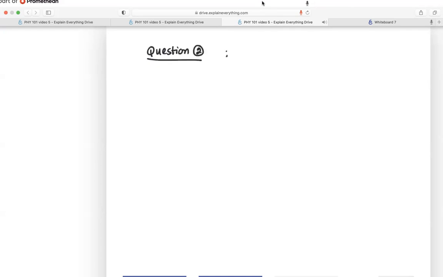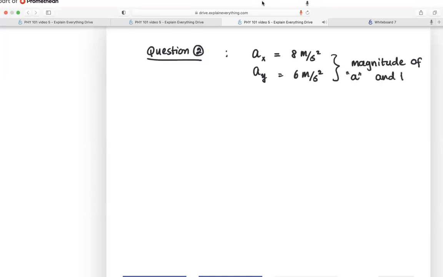Question number 2 gives you the x component of an acceleration as 8 meter per second square, and it also gives you the y component of the acceleration as 6 meter per second square. And the question asks us to find the magnitude of the acceleration vector as well as the direction. So magnitude of A, and A is the vector here, and the direction.